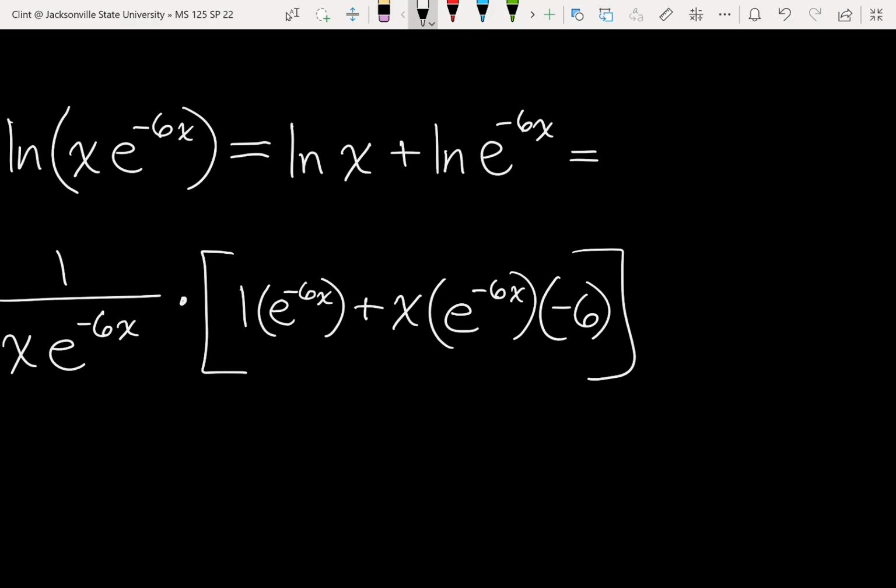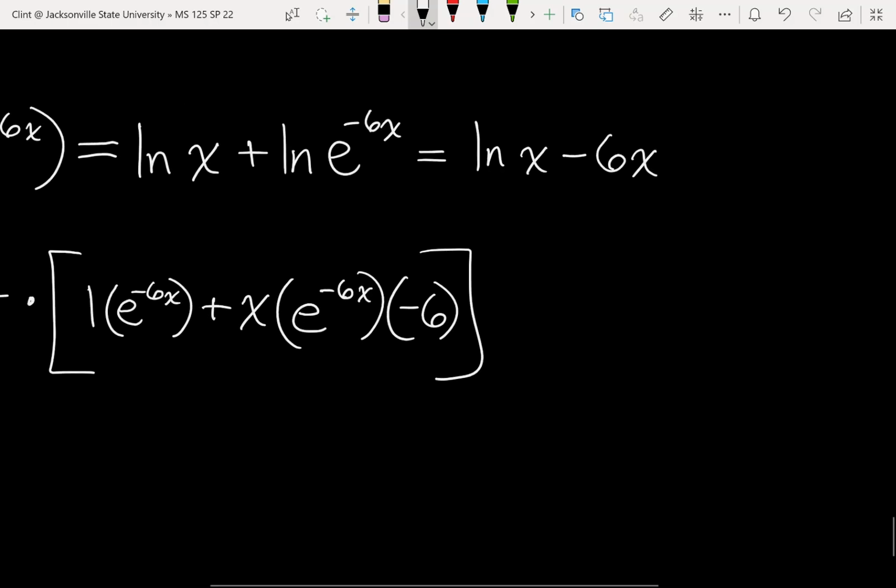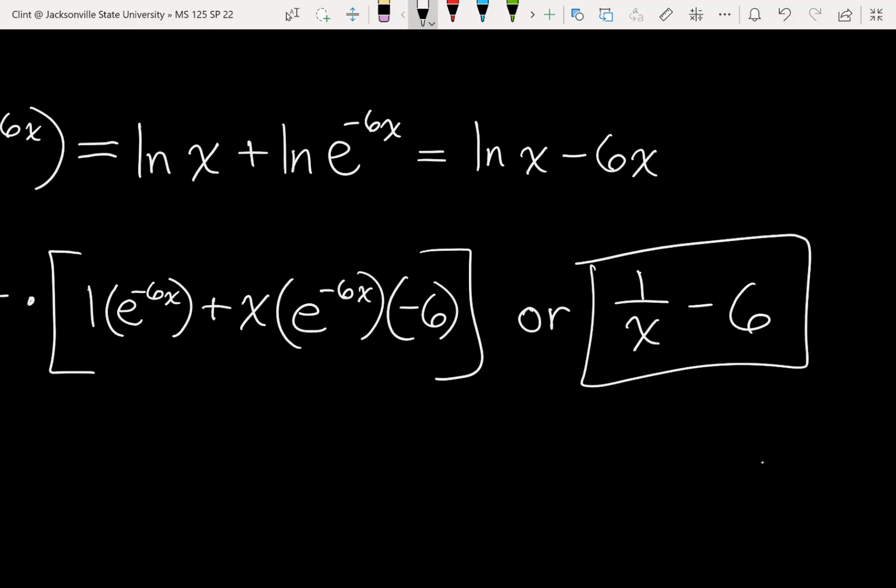Look there, we got ln of e. What happens with ln of e? So all this mess that we've got down there should be, we take the derivative in ln of x minus 6x form. It's that.